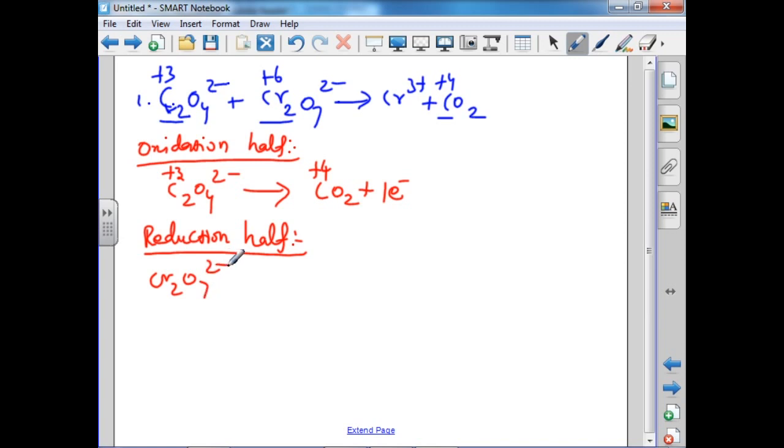Cr2O7 2 minus plus electrons gives Cr3 plus. That is the plus 6 oxidation state of chromium in Cr2O7 changing to Cr3 plus. What is the difference? 3 electron difference. So there is a gain of 3 electrons to form Cr3 plus.